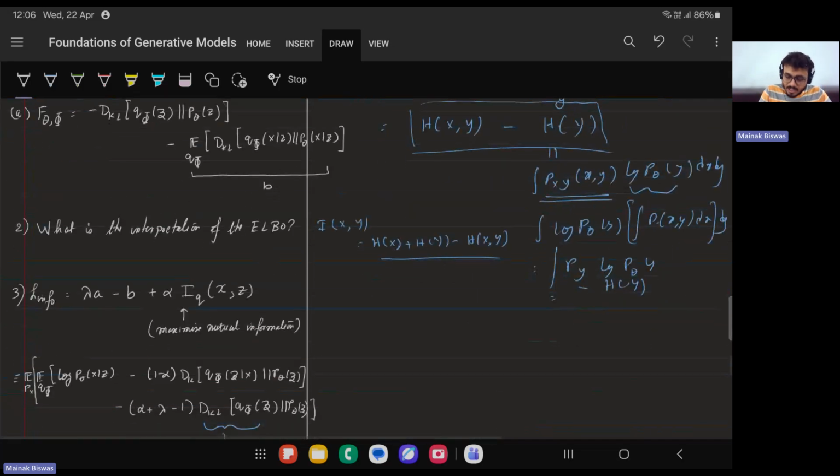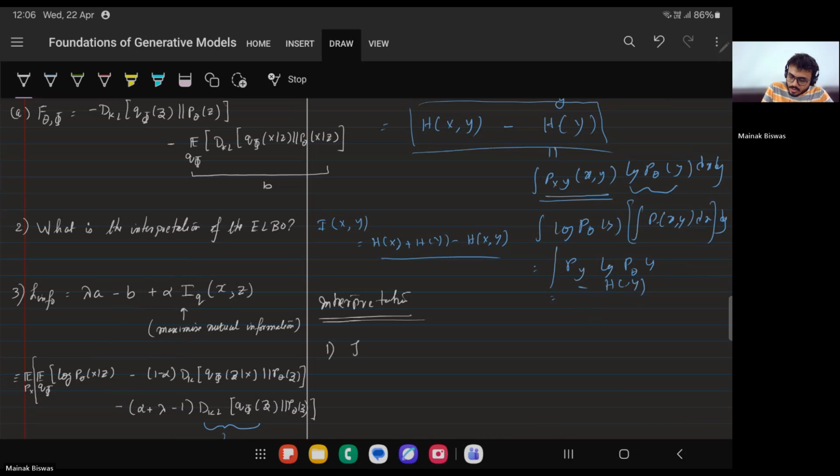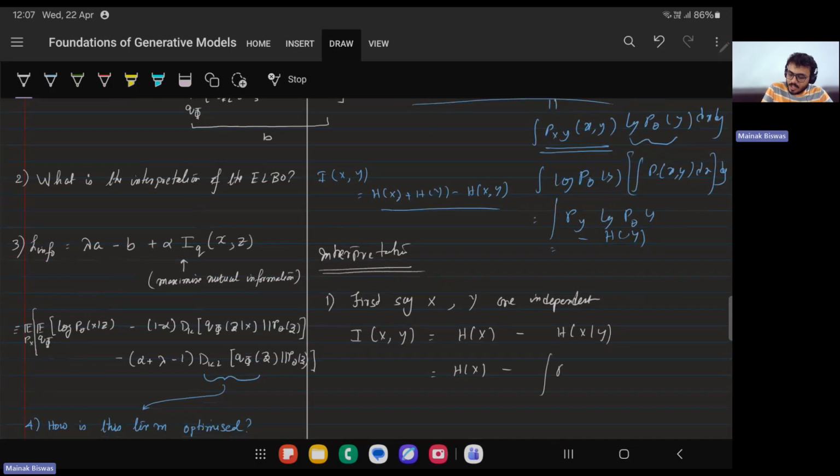Why? Because this can be interpreted in multiple ways. The interpretation goes as follows. Say first, x comma y are independent. If x and y are independent, your mutual information of x comma y can be written as H of x minus H of x given y. So this is equal to H of x minus, again, the integral of P of x, y log of P of x given y, dx dy.